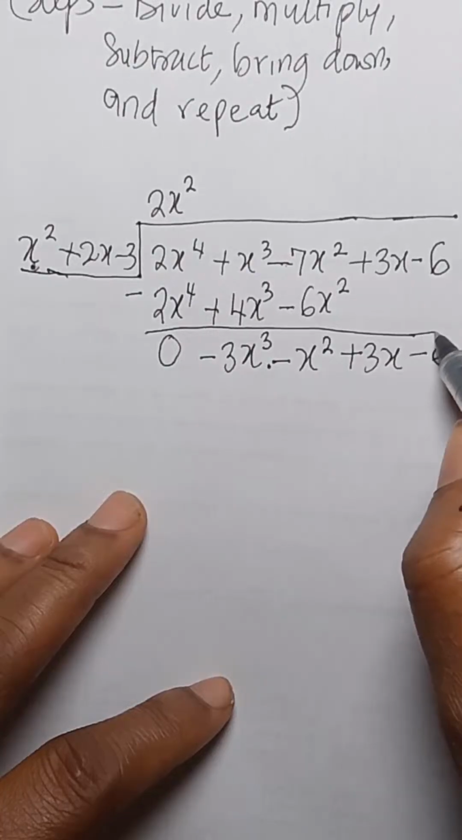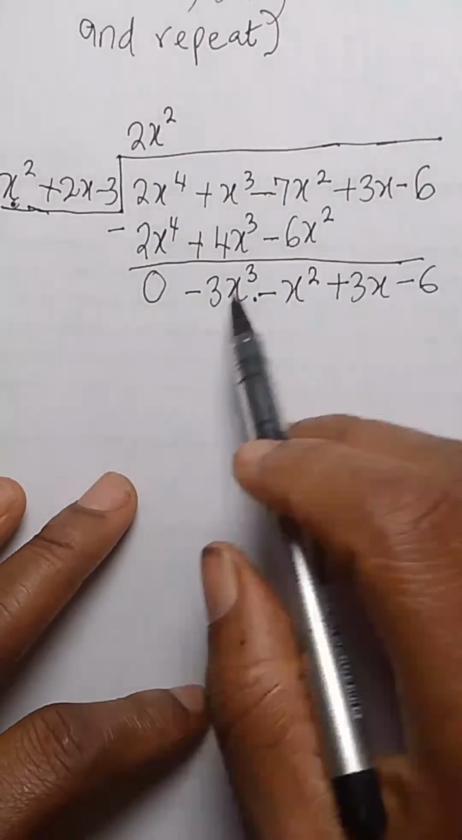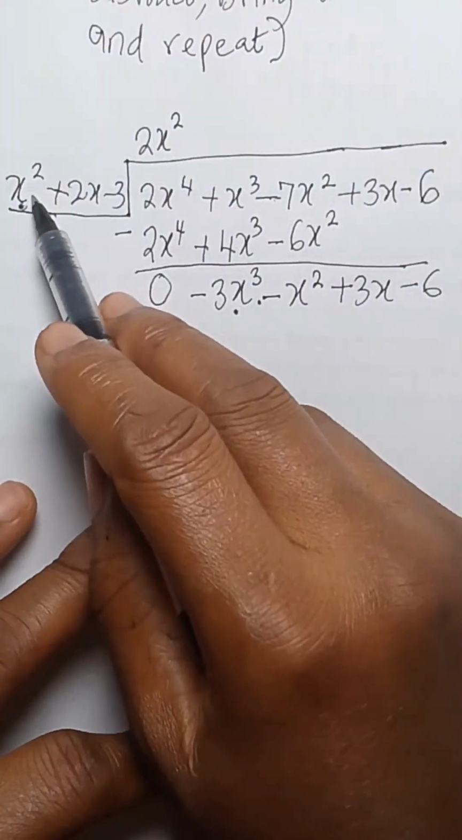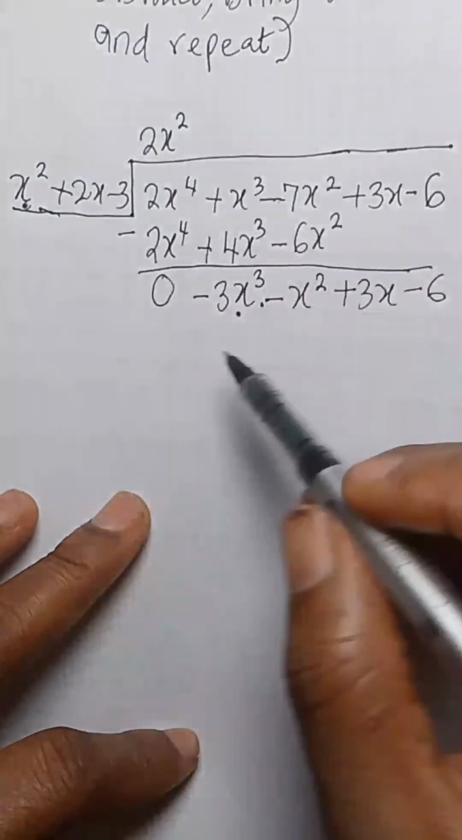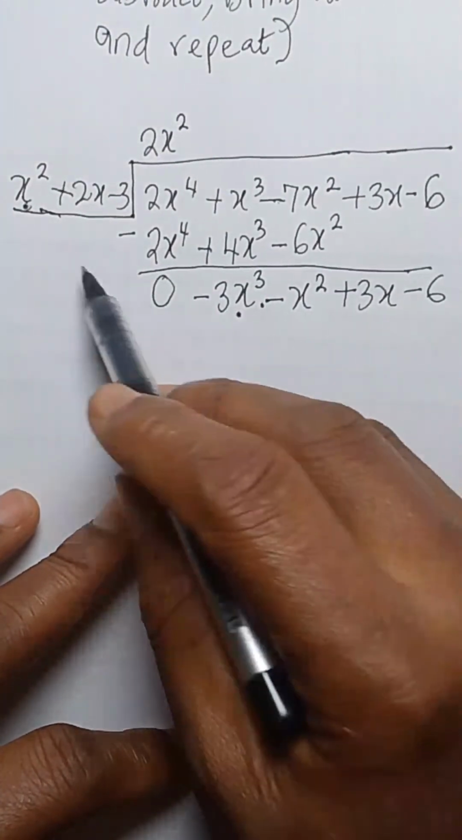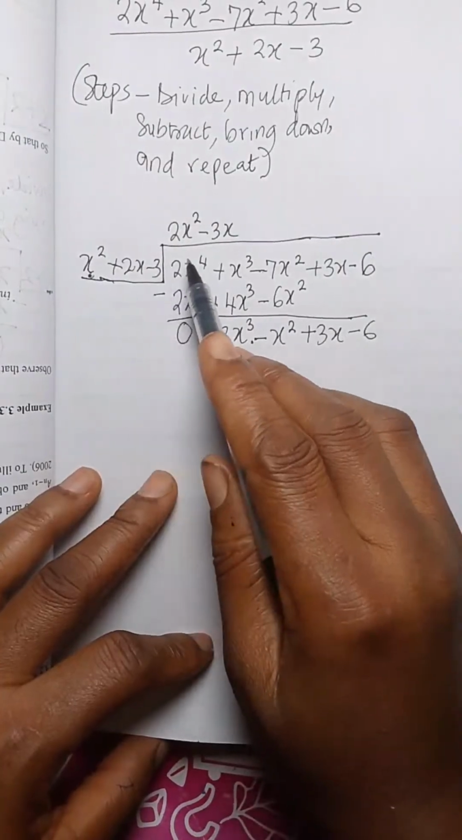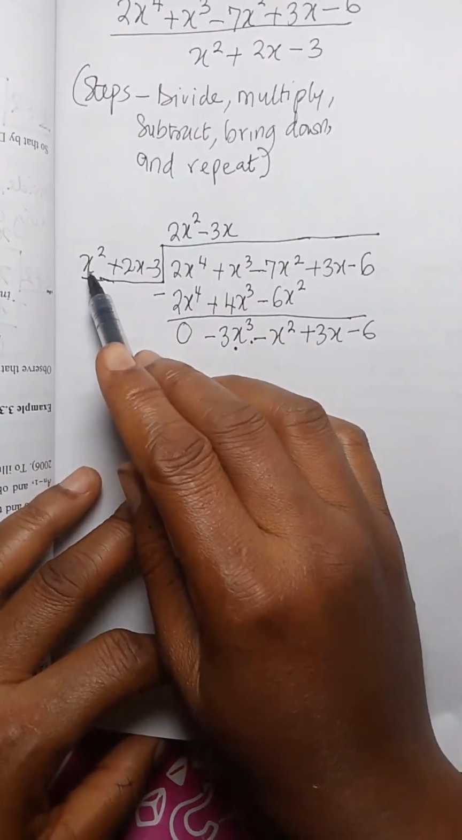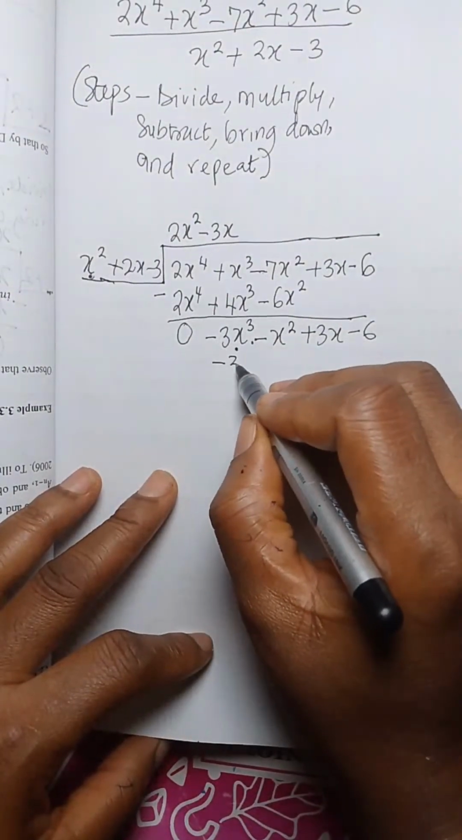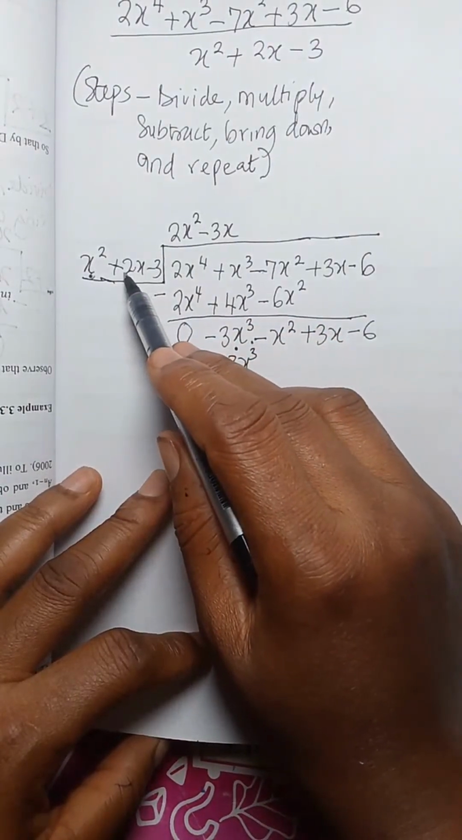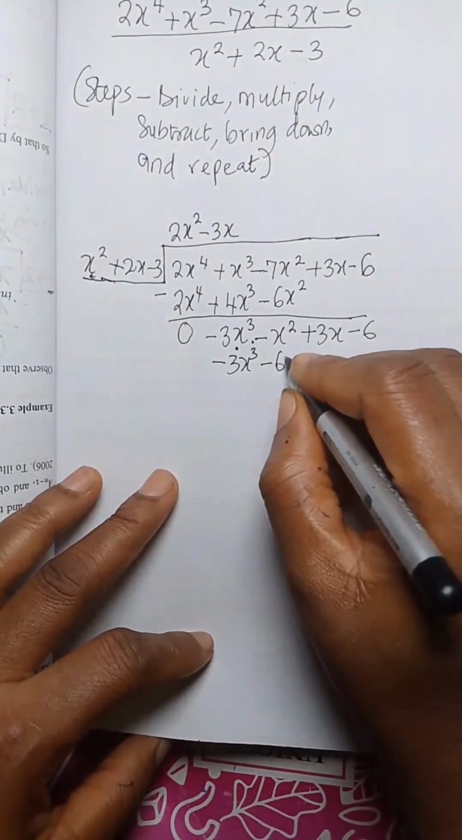minus 6. All right. Then the next thing, again, we are going to divide minus 3x cubed by x squared. Okay. Now minus 3x cubed divided by x squared gives us minus 3x. Now we are going to pick that minus 3x, use it and multiply everything we have here. So minus 3x multiplied by x squared will give us minus 3x cubed. Minus 3x multiplied by plus 2x will give us minus 6x squared.